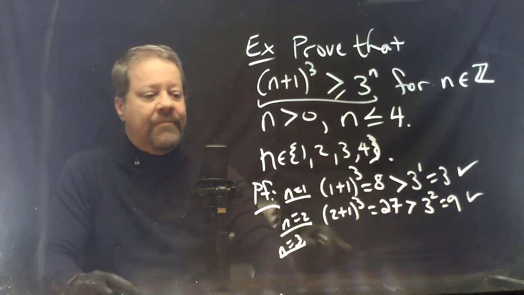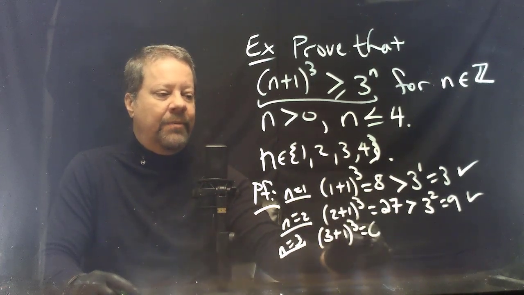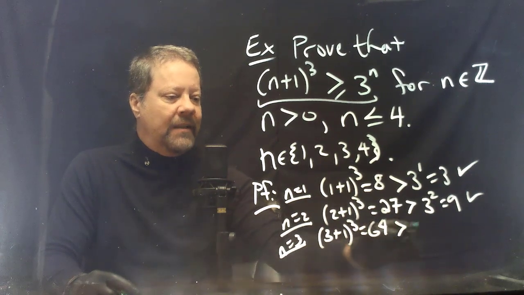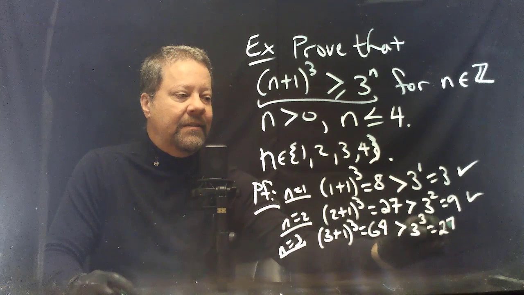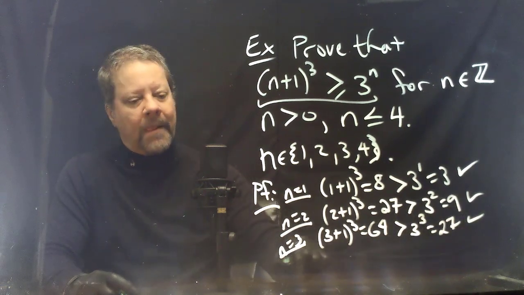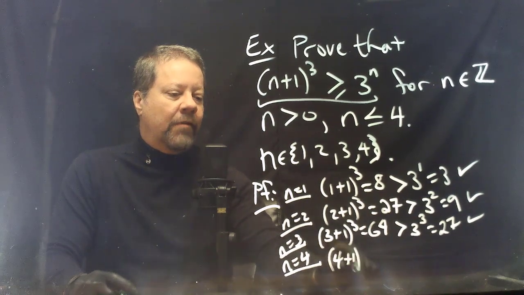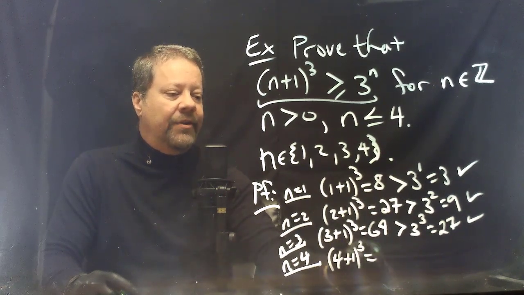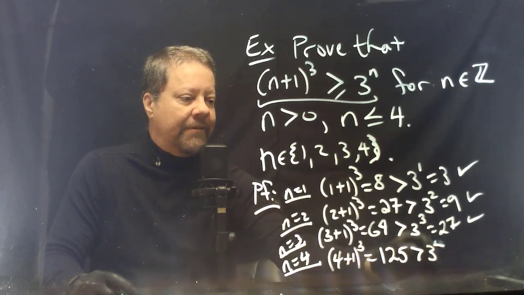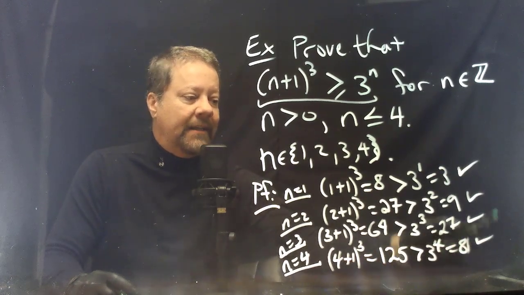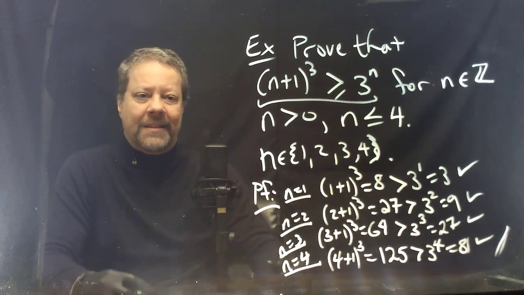N equals 3. 3 plus 1 cubed, that's 4 cubed, which is 64. Is that greater than 3 to the power 3, which is 27? Yeah. N equals 4. 4 plus 1 cubed is 5 cubed, which is 125. Is that greater than 3 to the power 4, or 81? And yep, that's true too. So that's the end of the proof. We've checked all possible examples.